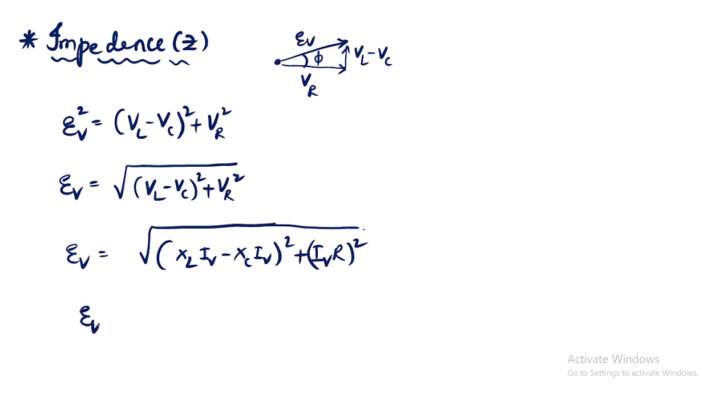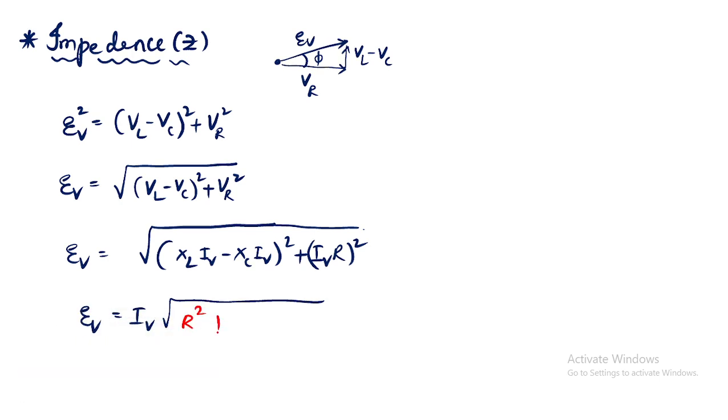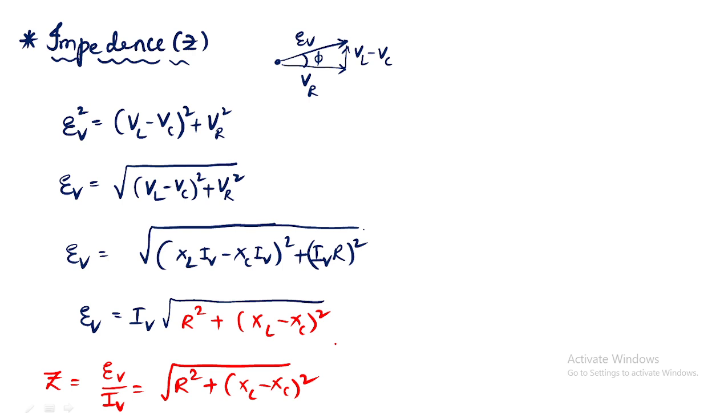So totally, EV is equal to IV, taking it common, under root of R square plus XL minus XC whole square. Can I write like this? So Z, the impedance, is nothing but the ratio of EV divided by IV, virtual voltage divided by virtual current, which is equal to the square root of R square plus XL minus XC whole square. So that is your impedance.